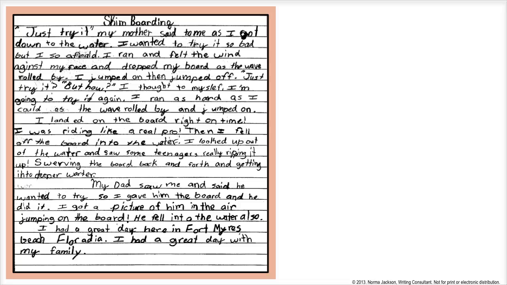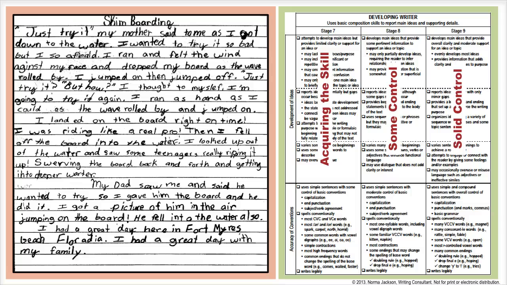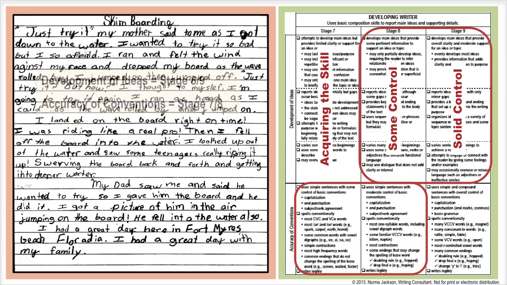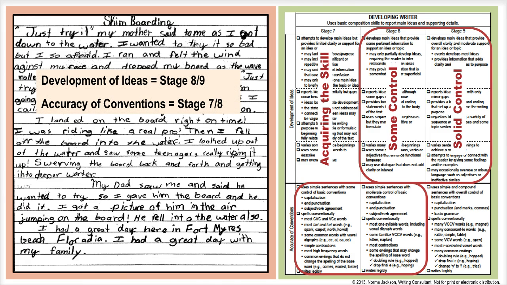This is an example of a writer with stronger ideas than conventions. The development of ideas is in the second half of developing writing and demonstrates the proficiency of a writer moving from Stage 8 to Stage 9. The writer makes strong word choices that add value and depth to the ideas, but the relationship between some of the ideas needs more development to be clear. On the other hand, the writer's conventions demonstrate proficiency in the first half of developing writing. Again, this writer's accuracy of conventions is between 2 stages, moving from Stage 7 to Stage 8.